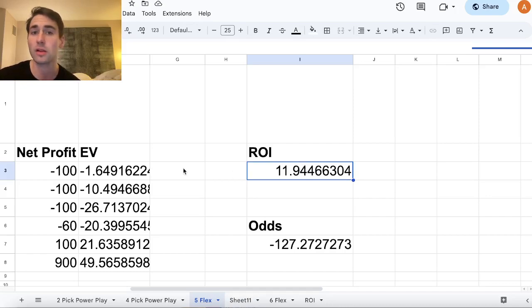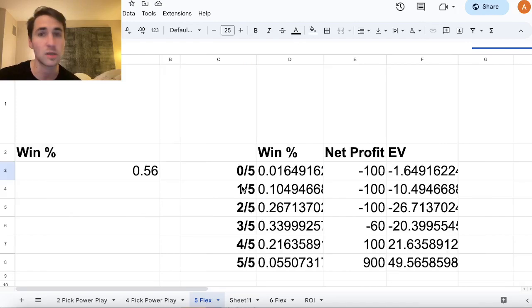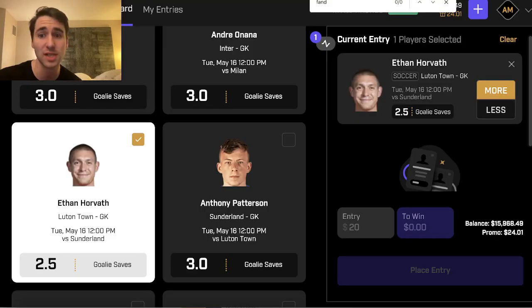And I'll include this spreadsheet in the description if you want to play around with the numbers for a 5 flex. You can also reach out to me with any questions you have. So if you can win 56% of your player props, which some people are like, that's easy to do. It's not easy to do, right? Winning 56% of your picks, only losing 44% of your over-unders is very hard, right?